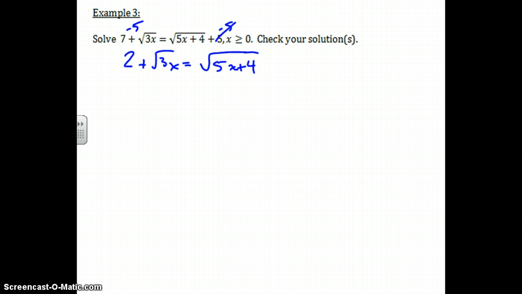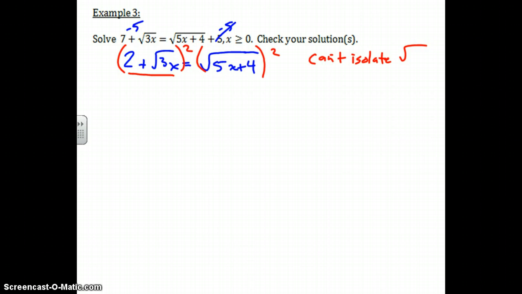So I get 2 plus square root of 3x equals square root of 5x plus 4. Okay, so then after we isolate the radical, which we can't do in this case, since we can't do that, we're just going to go ahead and square both sides like we would anyway. So square all of that, square all of that. Just watch here that we're squaring the entire side. So it's not 2 squared and square root of 3x squared. It's the entire 2 plus square root of 3x squared.